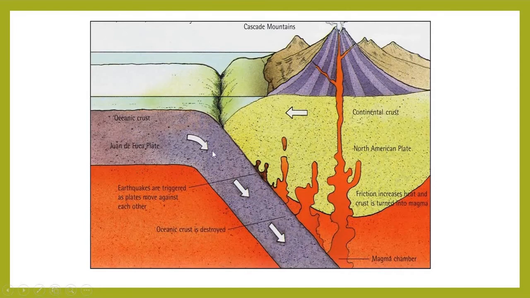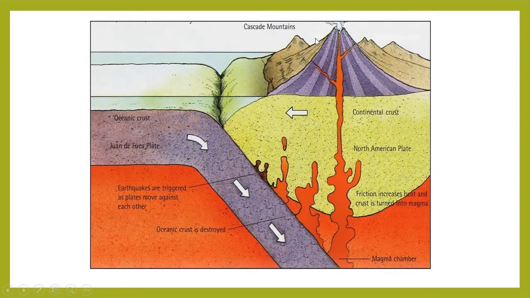What then happens as this oceanic crust is subducted into the mantle? Obviously it's 3000 degrees centigrade down here. So this oceanic crust melts and creates extra magma. What does hot liquid want to do? It wants to rise. So this hot liquid rises and burns through the continental crust, creating volcanoes along the edge.